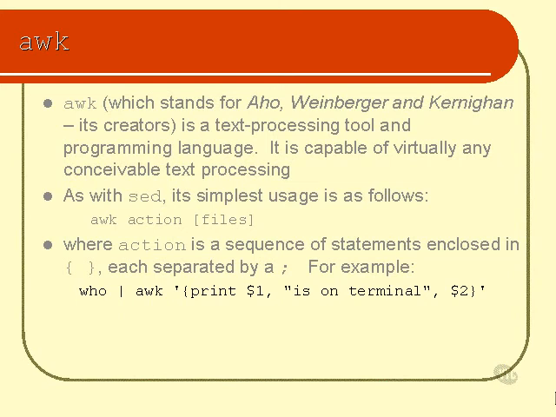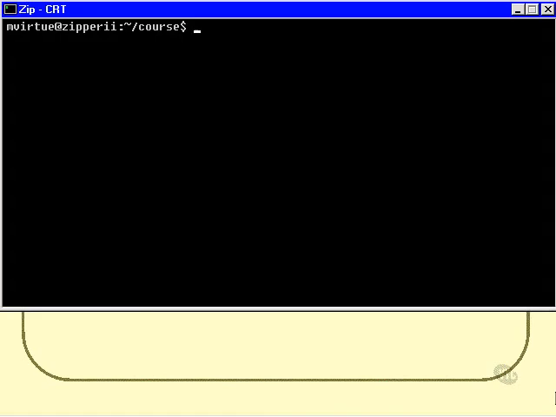So in order to understand what's happening here, we're obviously going to be printing something out. We're probably going to be printing out the words is on terminal at some point, but we've got this $1 and $2 and the commas to worry about. So in order to understand exactly what's going on here, why don't we have a look at the output of the Who program in some more depth.